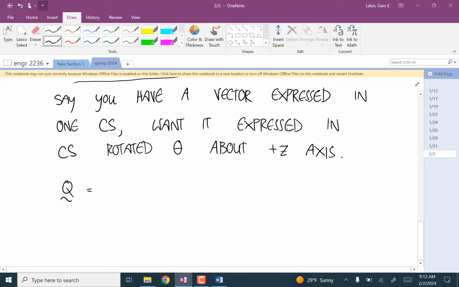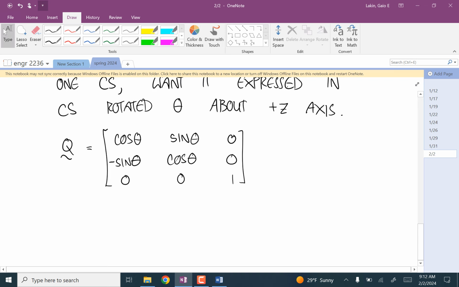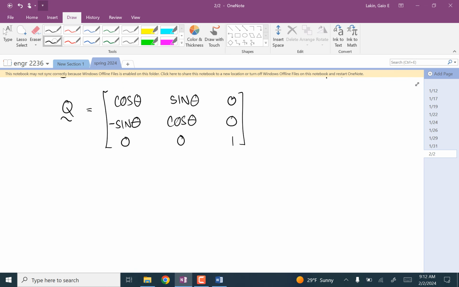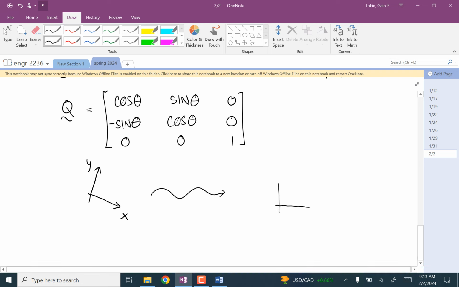Okay. And so the rotation matrix here is going to be cosine of theta, sine of theta, 0. Negative sine of theta, cosine theta, 0, 0, 0, 1. So in our case, we're starting with this rotated coordinate system. And we have the vector expressed in that coordinate system, and we want to re-express it in this.